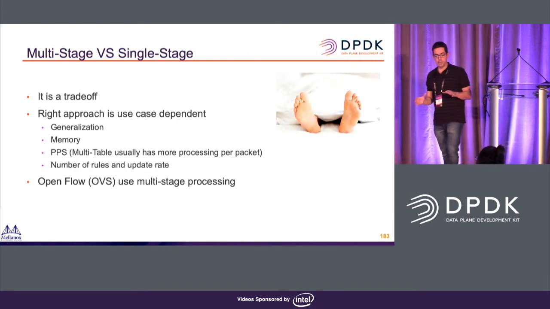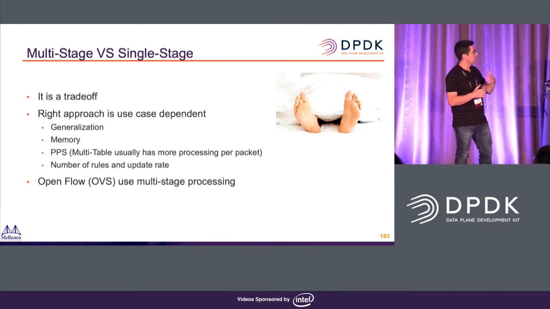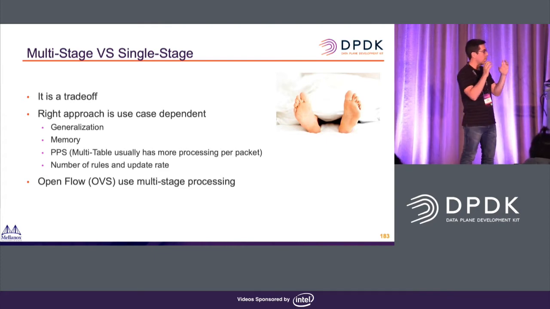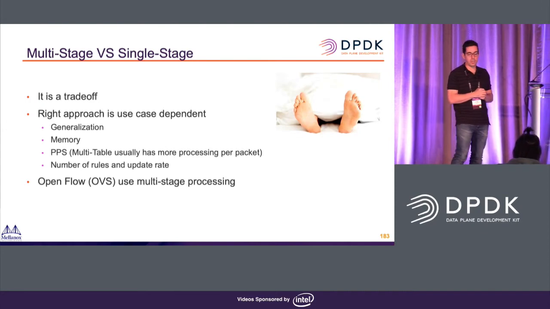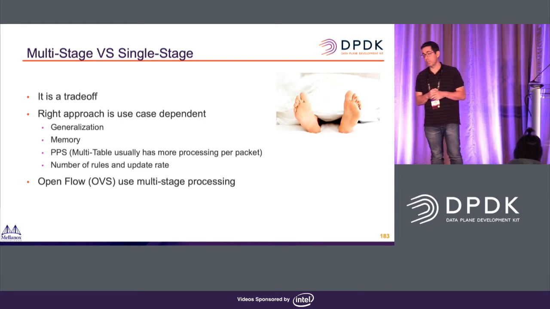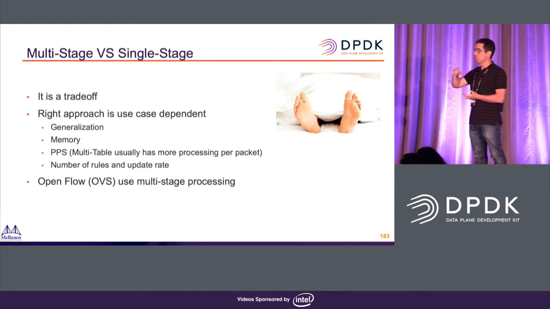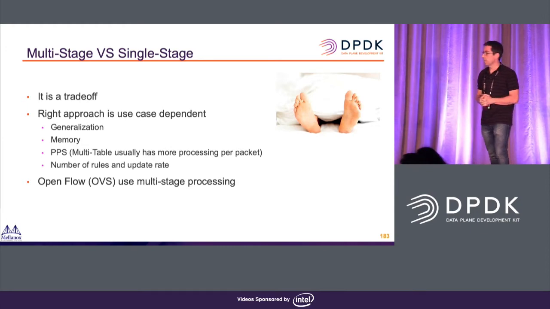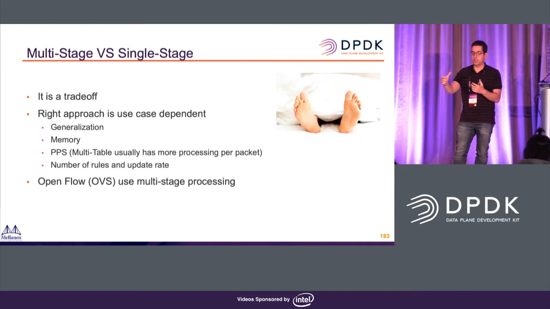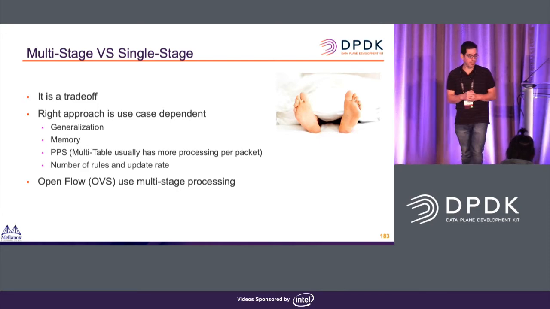Of course, it's a trade-off. The right approach depends on what you want to do. Usually, if you want to be generic, you will do a multi-table. If you are only solving a local problem and you own the entire system, you might choose a single table. There is memory, and there is packets per second. If you have multi-table, usually you have more latency on the packet because you're doing more: you're jumping between tables, doing more matches and more actions. And also, I talked about the update rate, for example. If you have a single table and the forwarding changes, you now have to update 1 million rules, which is a lot.